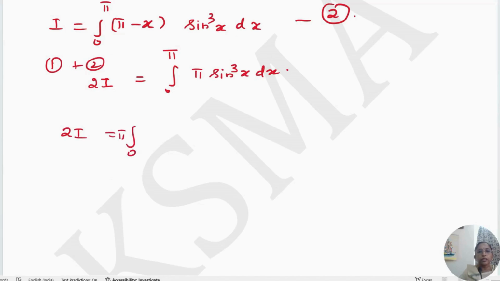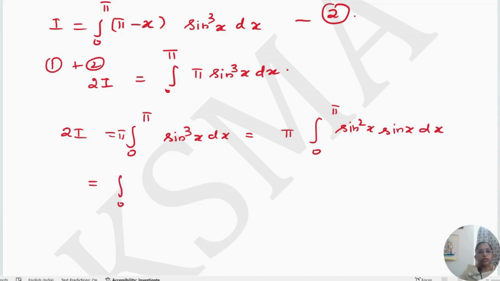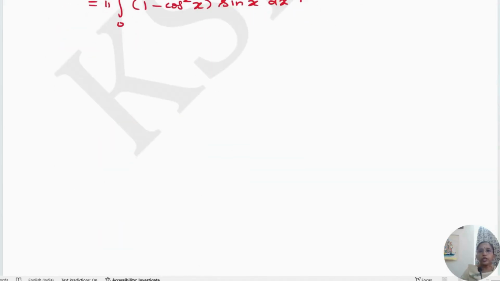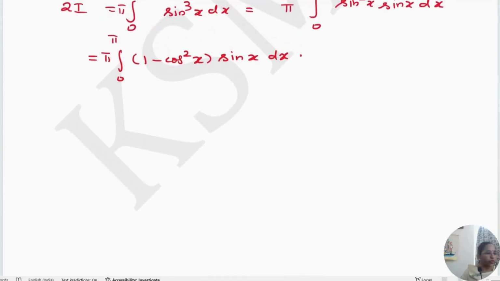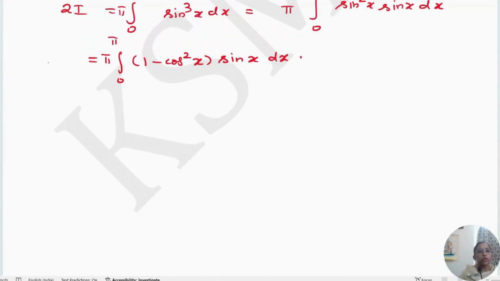So pi into integration 0 to pi sine cube x dx, and this sine cube can be written as sine square x into sine x dx, and again sine square can be written as 1 minus cos square x. Outside we have pi, so pi into integration of (1 minus cos square x) into sine x dx, and go with the substitution procedure. Here you can consider t equal to cos x, then dt is equal to minus sine x into dx.